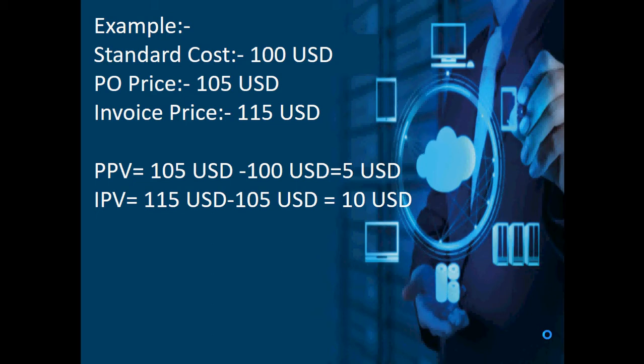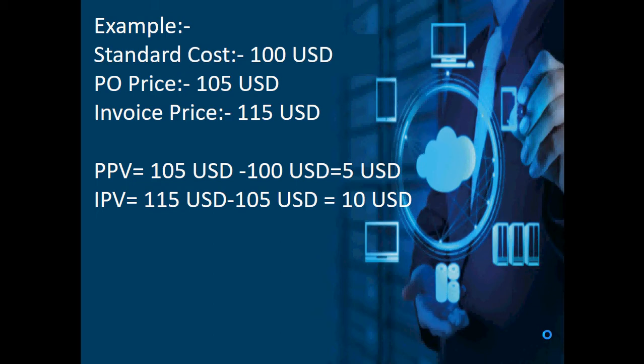Similarly, your invoice price variance is the difference between your invoice price and PO price. So in this example, you can see 115 USD minus 105 USD is 10 USD. So $10 is the invoice price variance and $5 is the purchase price variance.